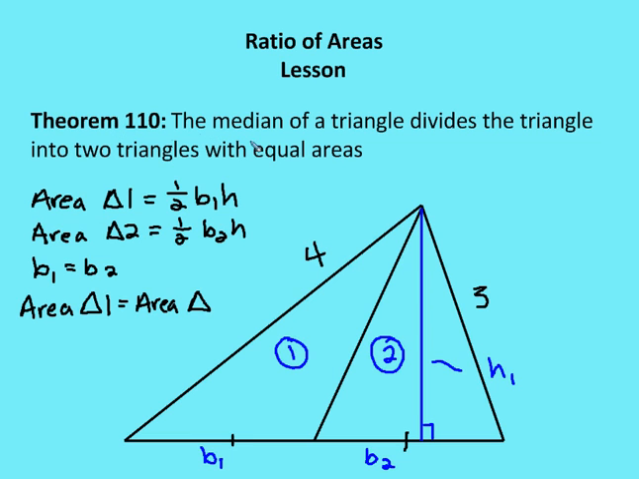And that theorem says that the median of a triangle divides that triangle into two triangles with equal area. So I have a median of the triangle. Here, base 1 is congruent to base 2. So the area of triangle 1 is going to be congruent to the area of triangle 2.